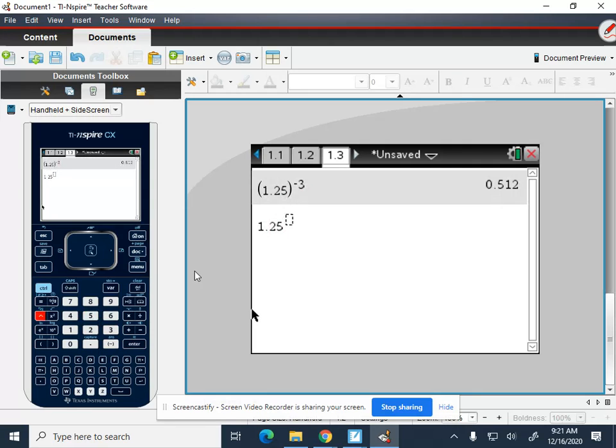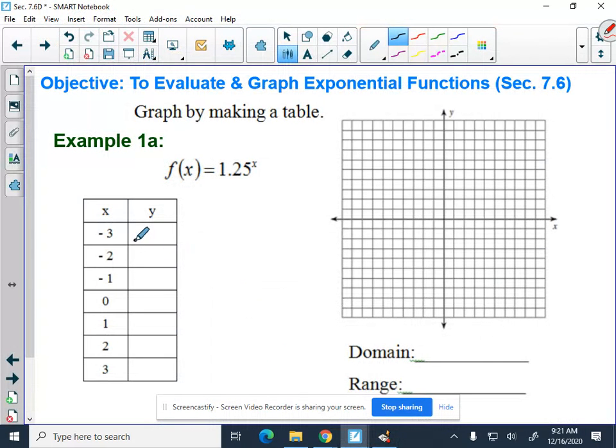1.25, we're going to raise it to the negative 2 power. I'm going to do both of those first. The first one, when I do that, it gets me 0.512. The next one, 0.64. So I'm going to fill that in, 0.512, 0.64. If you don't have a calculator at home, you realize your computer screen can work as a calculator.